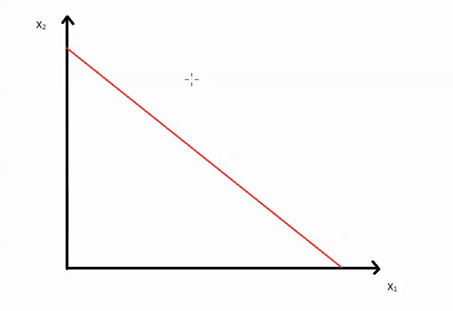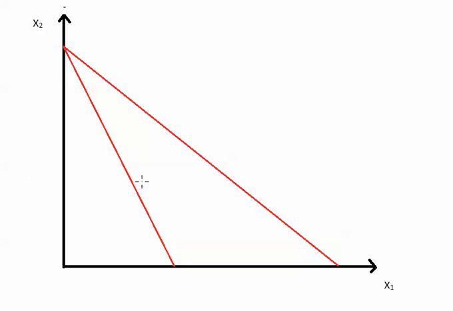Today I'm going to demonstrate how the total effect of a price change can be decomposed into a substitution effect and an income effect. Suppose that we have two goods, X1 and X2, and that the consumer's original budget constraint is given by this red line. We can demonstrate an increase in the price of X1 as a pivot inwards of the consumer's budget constraint.